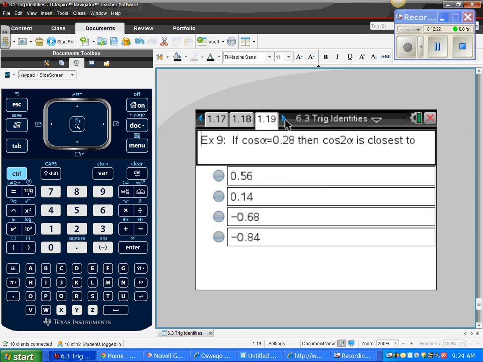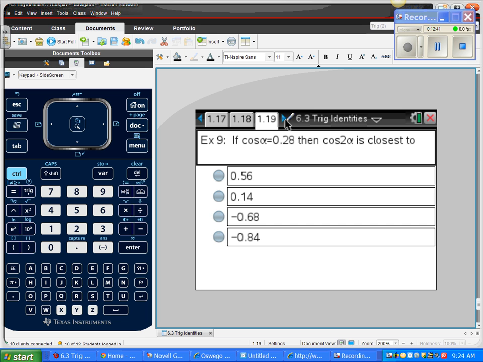All right, so go ahead. Let's look at this one. If cosine of alpha equals 0.28, then cosine of 2 alpha is closest to. How do I do this? Yeah, which formula can I use? Yeah, I have to use the one that only involves cosine, right? Have to use the one that only involves cosine because that's all I have to work with. So that's going to be your second one. So 2 cosine squared alpha minus 1. I got to use that one. Okay?